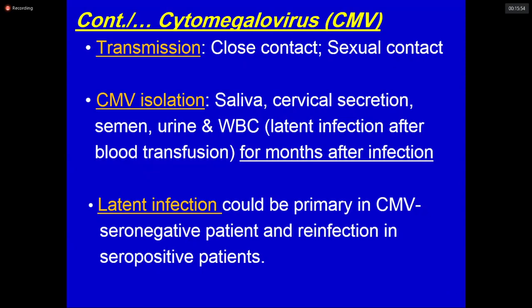Transmission: close contact, sexual contact. Cytomegalovirus can be isolated from the saliva, cervical secretion, semen, urine, and white blood cells. So it can be transmitted via blood transfusion, and it becomes a latent infection after a blood transfusion. These viruses could stay in these areas for months after the infection. Latent infection could be primary in the CMV seronegative patient, meaning the patient is infected for the first time, seronegative, who has no antibodies. While in reinfection, usually seropositive patients, meaning they have antibodies.